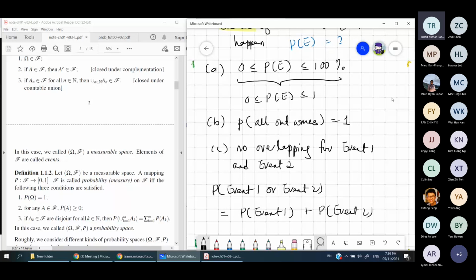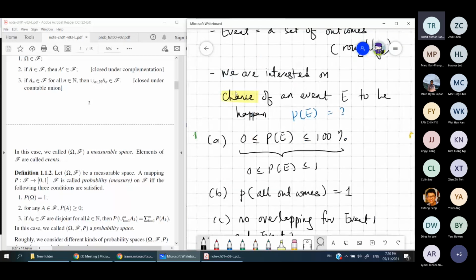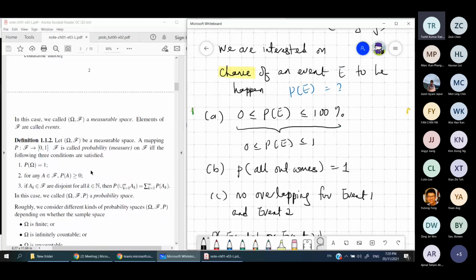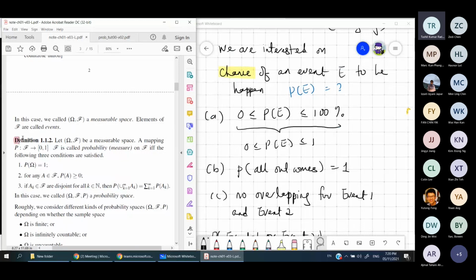This thing we call the probability. So the probability must have these three features, or properties. We are going to use these three properties as the criterion to assess whether something is a probability or not. That's the reason we come up with this Definition 1.1.2.